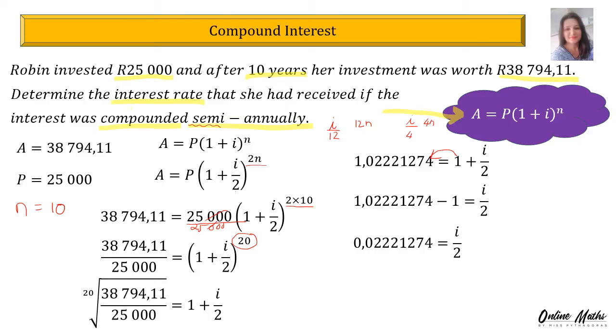And then we want i, so it's this divide by 2 that's in the way, so we times by 2 this side. What we do on the one side, we do on the other side. And then we end with i being 0.0444, etc. But it is interest rate. Therefore, we're going to take i and times it by 100, and the rate will be 4.44% per annum.